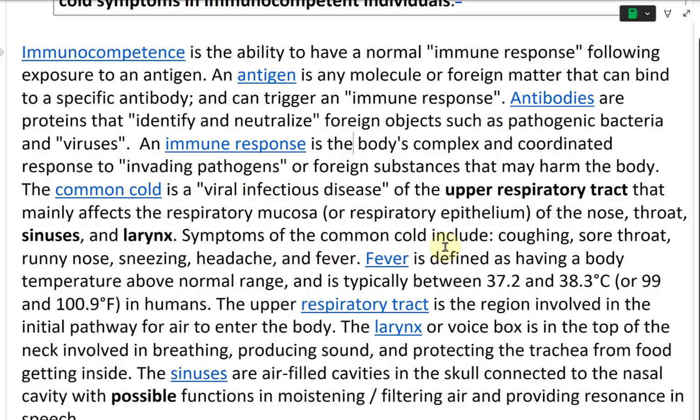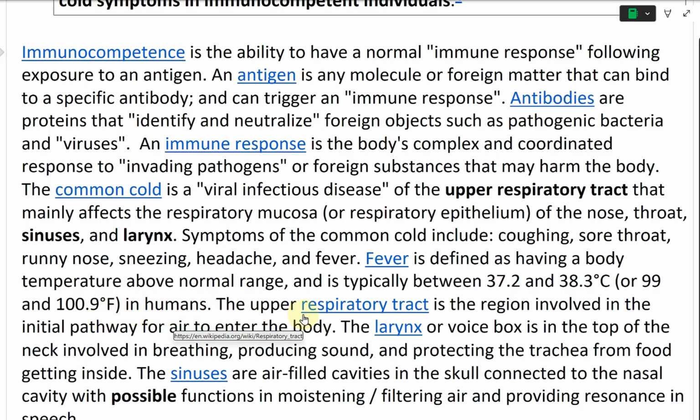And symptoms of the common cold include coughing, sore throat, runny nose, sneezing, headache, and fever. And fever is defined as having a body temperature above normal range, and it's typically between 37.2 and 38.3 degrees Celsius, or 99 and 100.9 degrees Fahrenheit in humans.